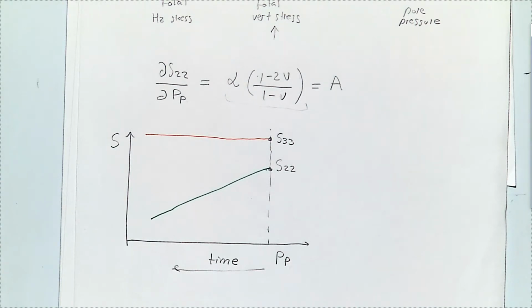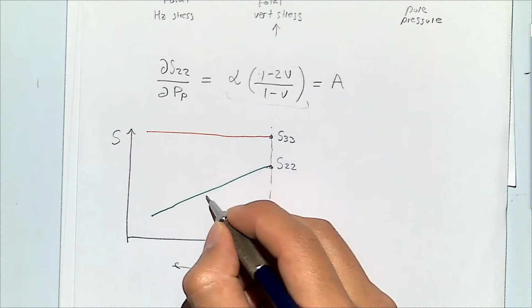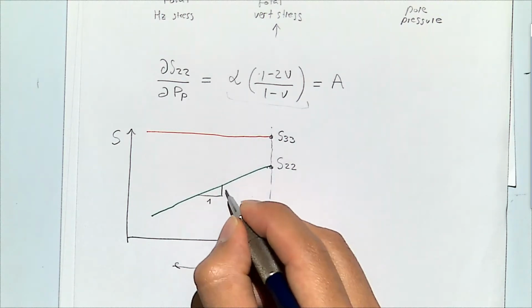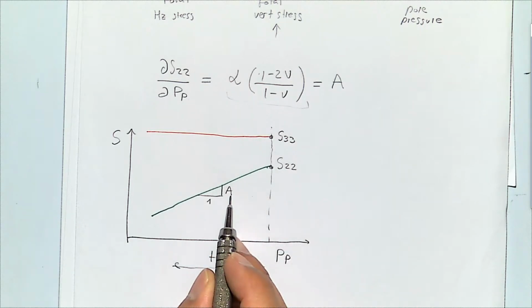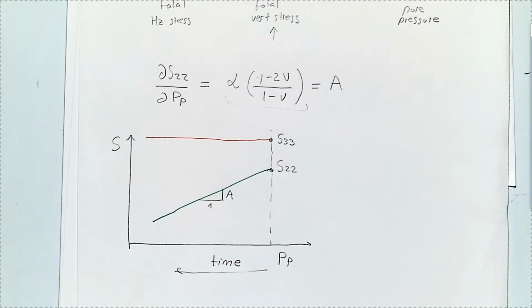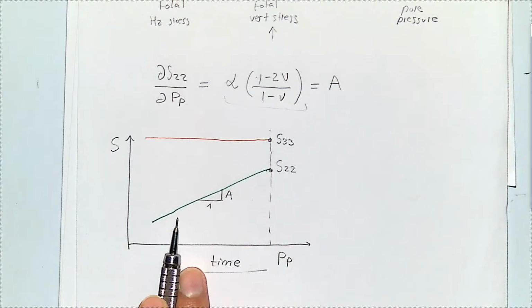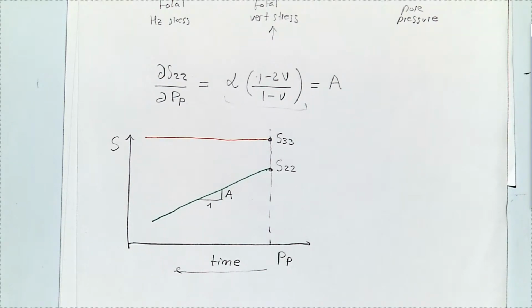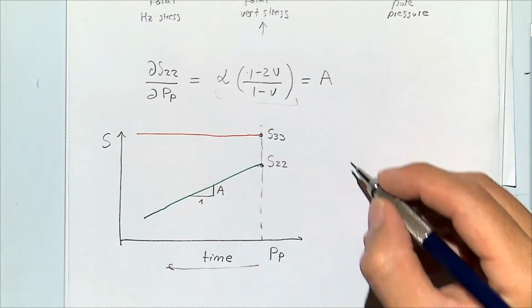And the rate at which it goes down, the slope of that, is that coefficient A. So the higher that coefficient, the steeper the slope of this curve. The faster S22 is going to go down. All right, let's see what are typical values now of this A.